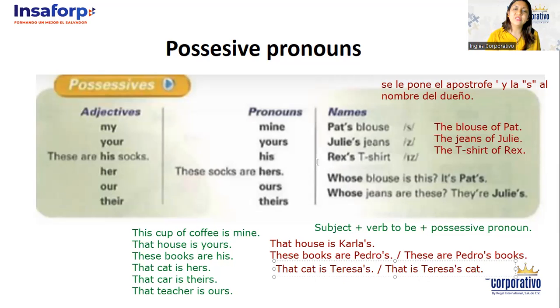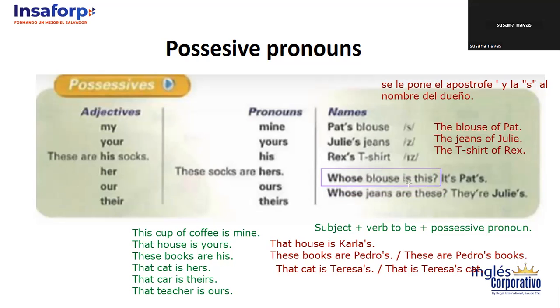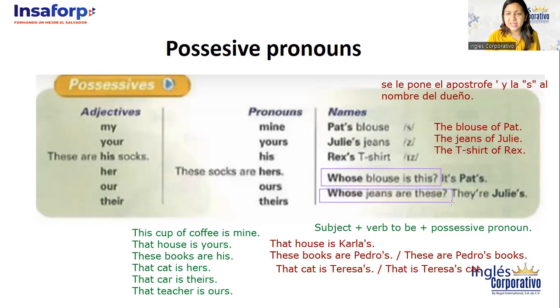Ahora, aquí mismo en este cuadrito, si se fijan, dice por aquí, whose blouse is this? ¿Sí vieron la pregunta? Whose blouse is this? ¿De quién es esta blusa? Whose jeans are these? ¿De quién son estos jeans? Es la pregunta whose. Whose blouse is this? ¿De quién es esta blusa? Es de Pat. It's Pat's. ¿De quién son estos jeans? They are Julie's. Son los de Julie.